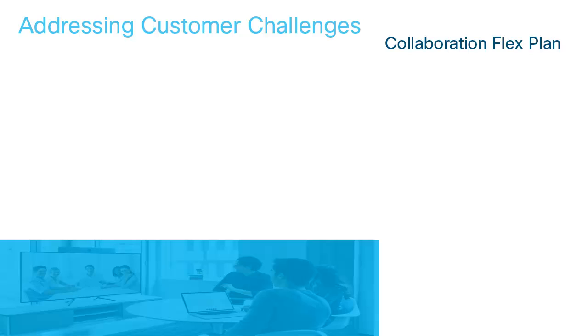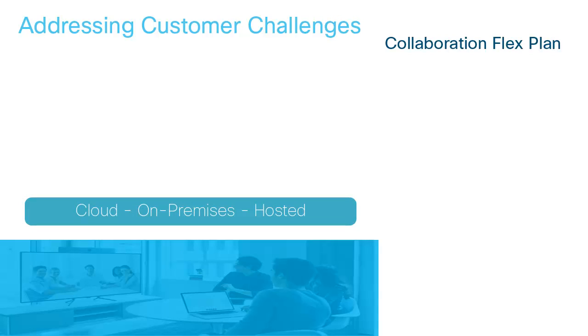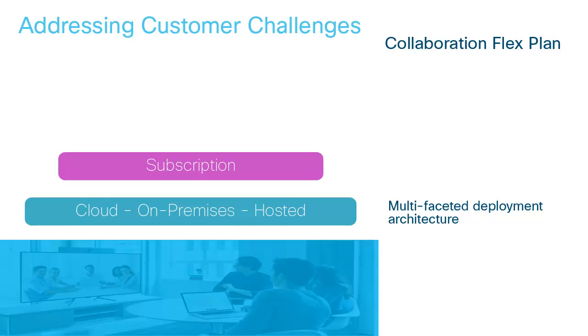The Flex in the Collaboration Flex Plan delivers deployment flexibility. As a subscriber to Flex Plan, the customer has access to cloud, on-premises, and hosted solutions, and the customer can mix the deployment models, all under one common subscription that can be used to streamline the journey to the cloud. The architecture allows partners to take the customer through different deployments, and Cisco has the subscriber plan to match the multifaceted deployment architecture. Second, the subscription plan is like any other subscription plan. This is the way customers want to buy software.